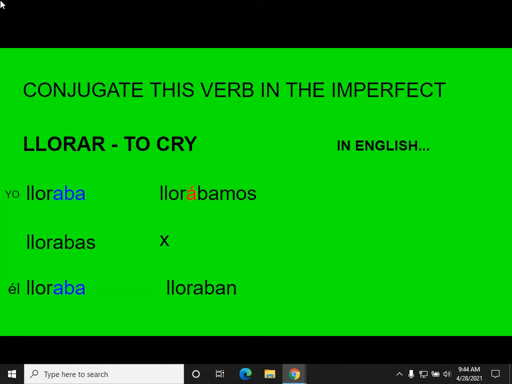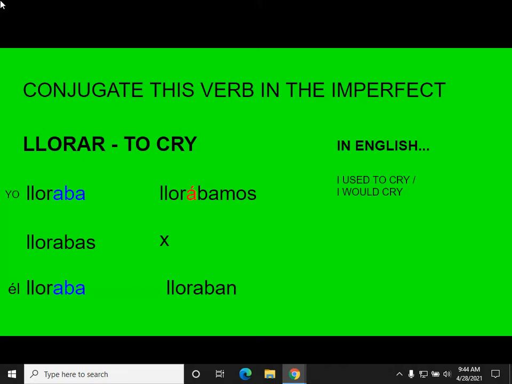So what does it mean in English? Okay, so if I say yo lloraba, what would that mean? So it's got to have used to or would in the definition. So it's either I used to cry or I would cry. Write one of those down.